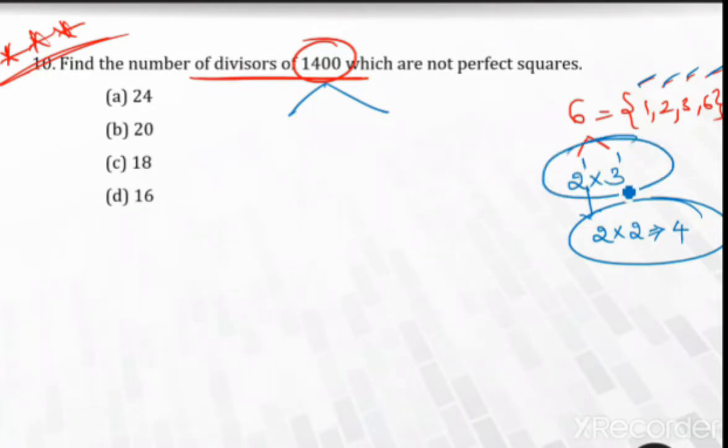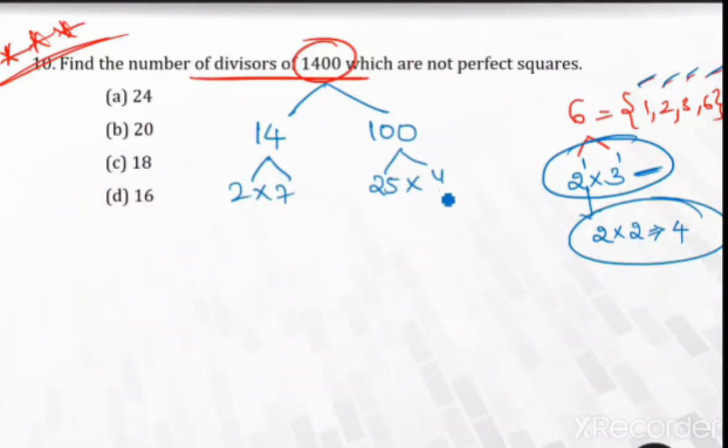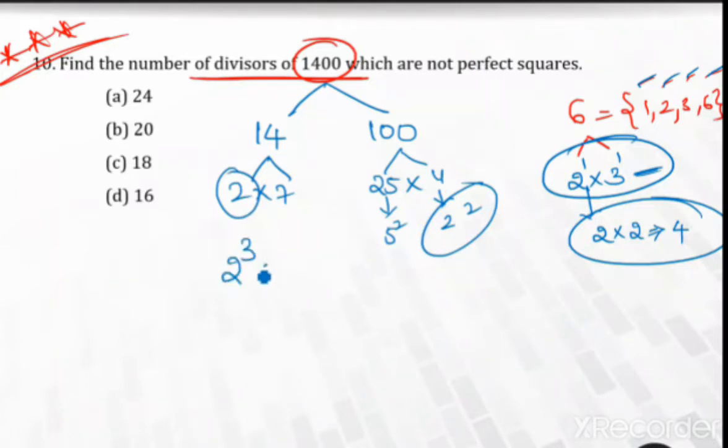Factorization method is nothing but this method. 2 cube into 5 square into 7. Excellent. Can I write it as 14 into 100? Can I write it as 2 into 7? Can I write it as 25 into 4? This is 2 square and this is 5 square. Now here 2 square means 2 square here and 1 two is there. Can I write it as total 2 cube into 5 square into 7? Yes, 2 cube into 5 square into 7. This is factorization method.